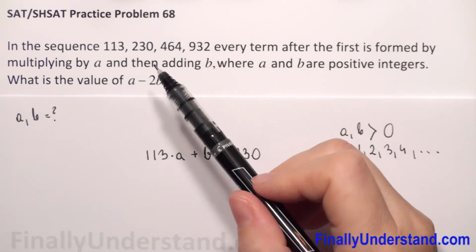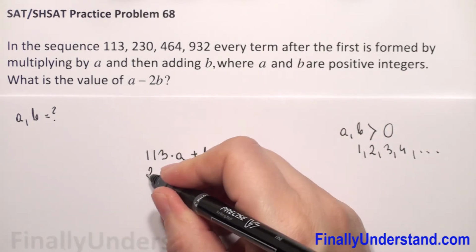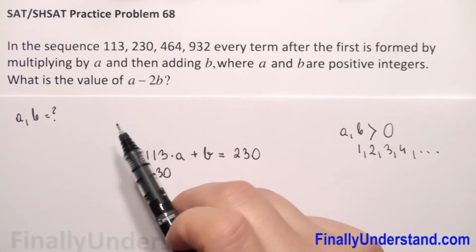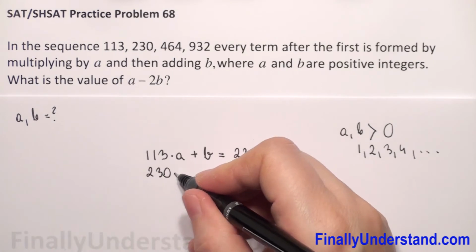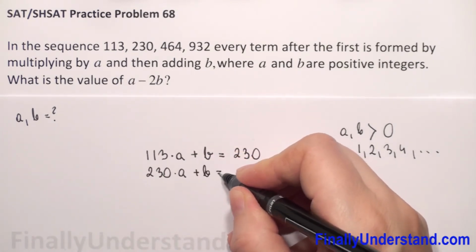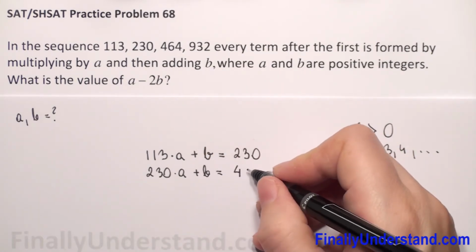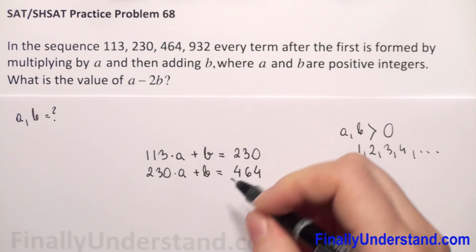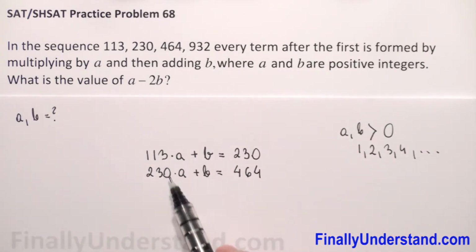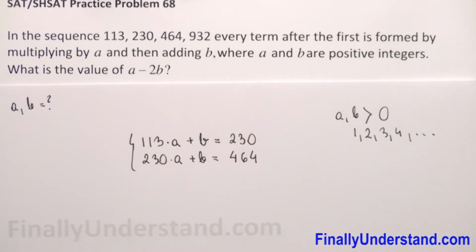The third term, what will it be? We have to take the second term, 230, again multiply by a, and add b. And this is equal to the third term, 464. We have two unknowns and we got two equations. So now we have to solve these two equations. How will we do this?